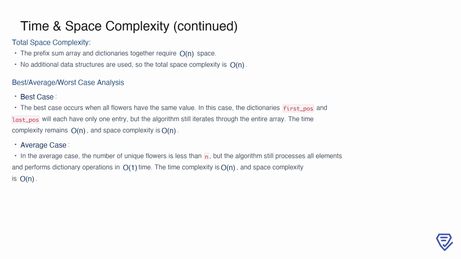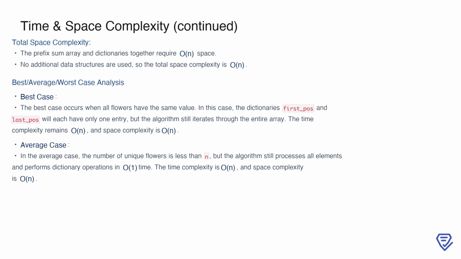Let's also consider different scenarios to understand how the algorithm performs in practice. In the best case, all the flowers have the same value. The dictionaries will have only one entry each, but the algorithm still needs to iterate through the entire array. This means the time complexity stays O(n), and the space complexity remains O(n).